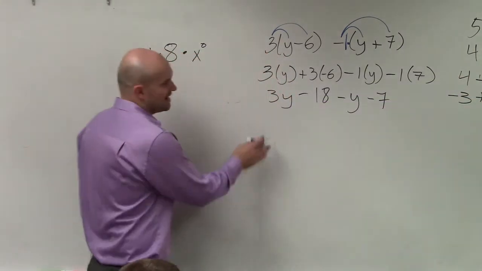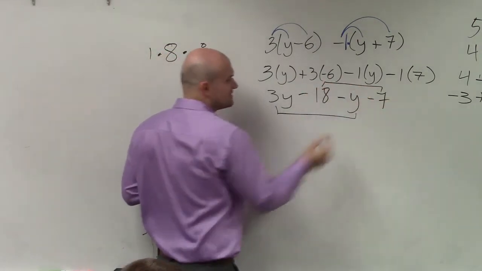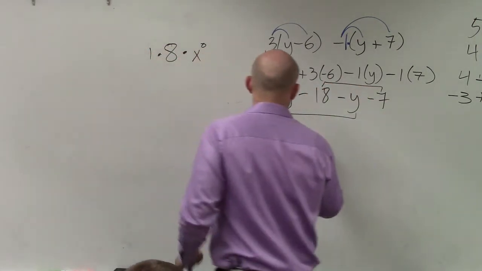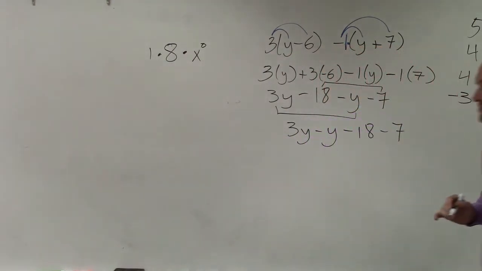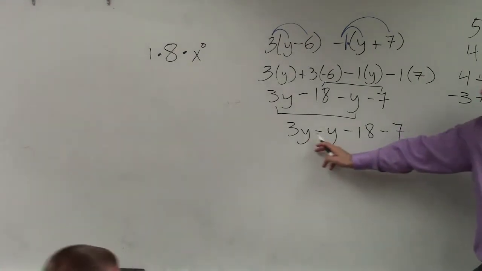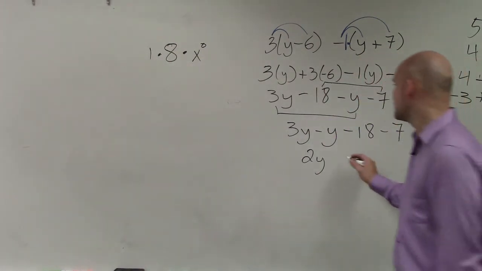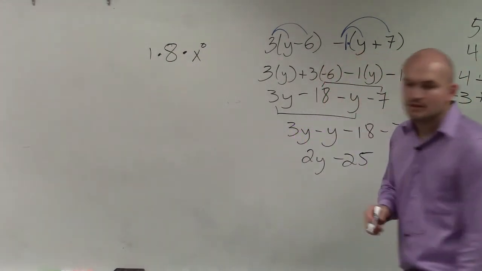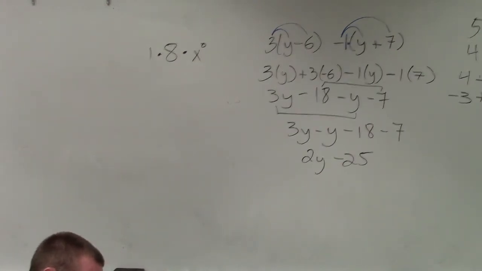So what I would do in this case is let's write the y's together because those are like terms, and let's write these together because those are like terms. So I'd rewrite this as 3y minus 18 minus 7. Just double check that I kept the correct signs with each number. All right? As long as I did that, now I think it's easier to see. 3y minus y is 2y. Negative 18 minus 7 is going to be a negative 25. And then those cannot be simplified any further, so that's it.